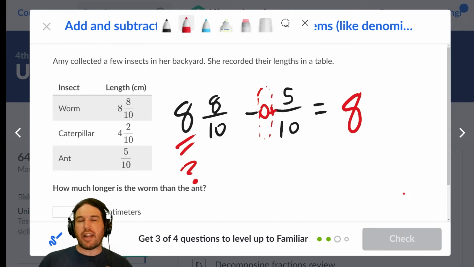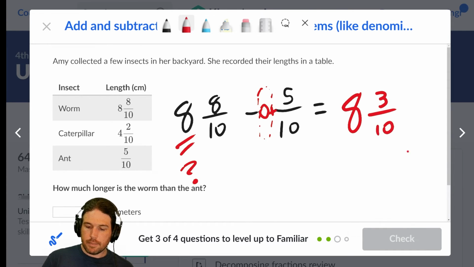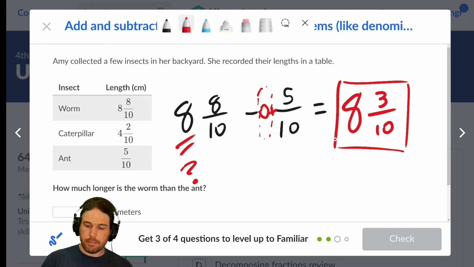But again, you don't even have to think of it that hard, right? Regular numbers combine with regular numbers. Fractions combine with fractions with the same denominator. I have 8/10. I'm taking away 5/10. That gives me 3/10. No need for regrouping at all. The answer is 8 3/10.